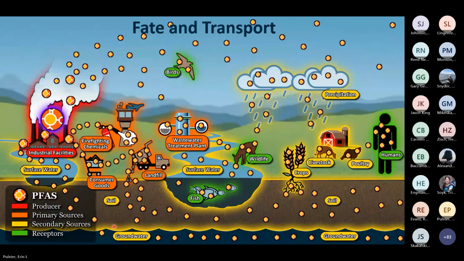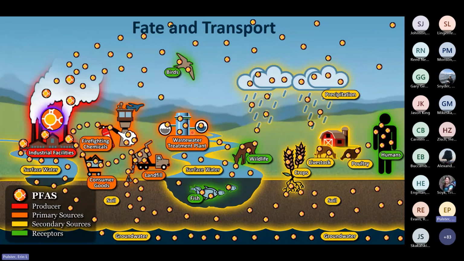PFAS fate and transport diagram, as seen on page 9 of the sampling guide. So fate and transport of PFAS in the environment. Essentially, the consensus is, since there's so many products and uses of these things, the main primary producer is industrial facilities. So those companies that make them, 3M, DuPont, those sorts of things. And then there's what we call primary sources, which consists of the consumer goods, the firefighting chemicals, landfills, and wastewater treatment plants.